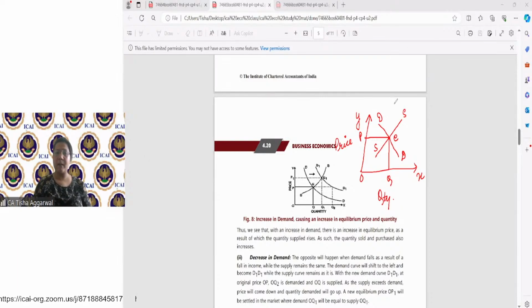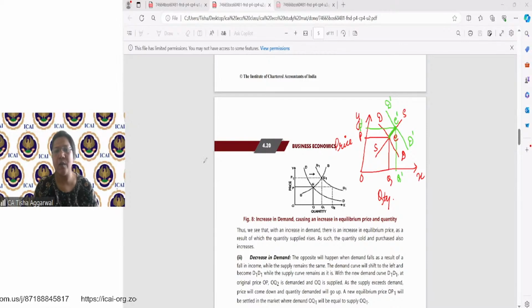Let's understand the other concept. Now they say that there is an increase in demand. So increase in demand means the new demand curve shifts to D1. Is the supply curve shifting? No, the supply curve is not shifting. So the new equilibrium point will be at this point E dash. When there is a new equilibrium point E dash, I get a new price P dash. I get a new quantity Q dash. This point.